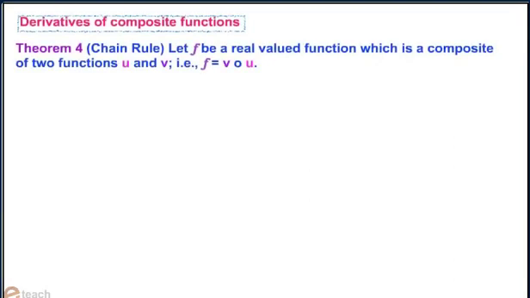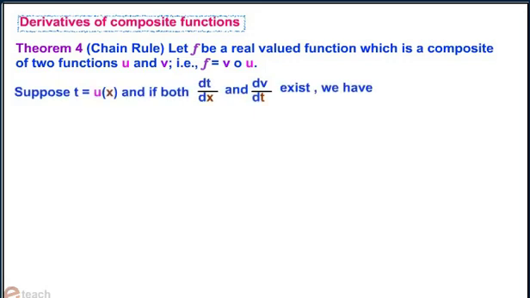Let us study a theorem on the chain rule. Let f be a real valued function which is a composite of two functions u and v, that is f is equal to v of u. Suppose t is equal to u(x), and if both dt by dx and dv by dt exist, then we have df by dx equals dv by dt into dt by dx.